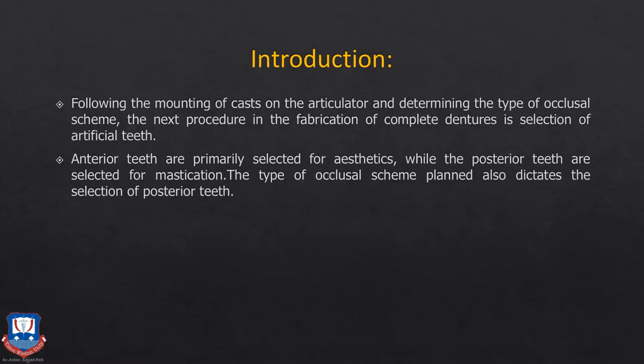Now following the mounting of the cast on the articulators and determining the type of the occlusal scheme, the next procedure is fabricating the complete dentures, that is the teeth setting. The anterior teeth are first selected primarily for the aesthetics, while the posterior teeth are selected for the mastication. The type of the occlusal scheme generally is dictated by the patient's age, his past history, the type of the ridges he has, whether he has any condition that leads to poor neuromuscular control, and all those things.